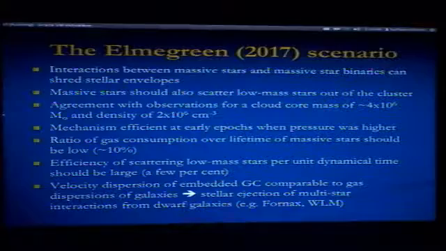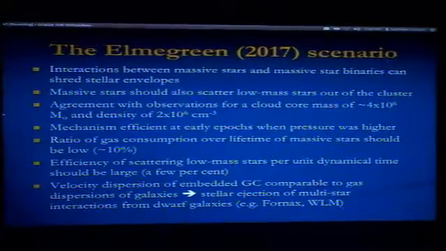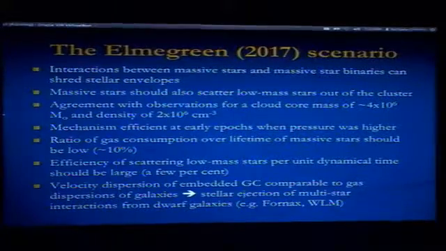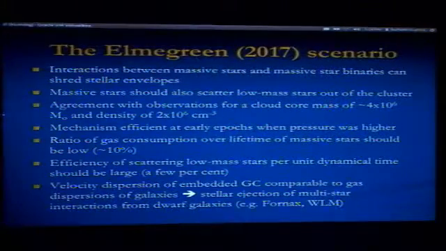Very recently, there was a paper by Bruce Elmegreen. The idea there is that interaction between massive stars and massive star binaries can shred stellar envelopes in a very dense environment. And in addition, this mechanism should also scatter low mass stars out of the cluster. So this may help to explain why there are so few first generation stars in a cluster.